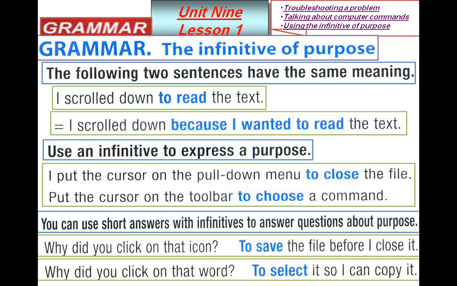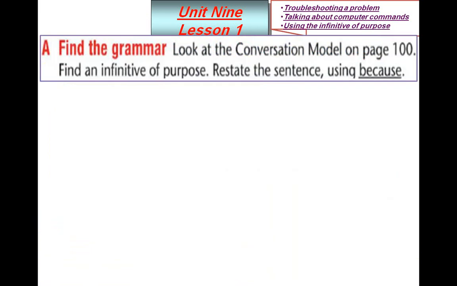Why did you click on that word? To select it so I can copy it. So instead of saying also because I wanted to or I need to select it, I say only I use the infinitive of purpose, to plus the base form of verb to say the reason I need to do the action.